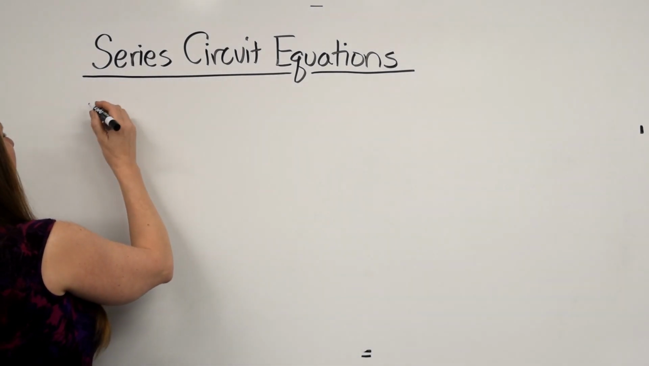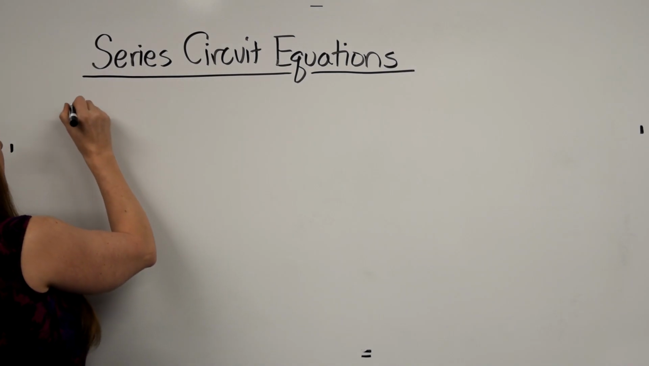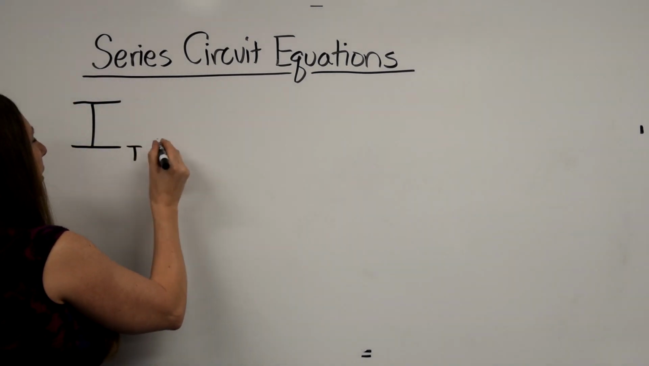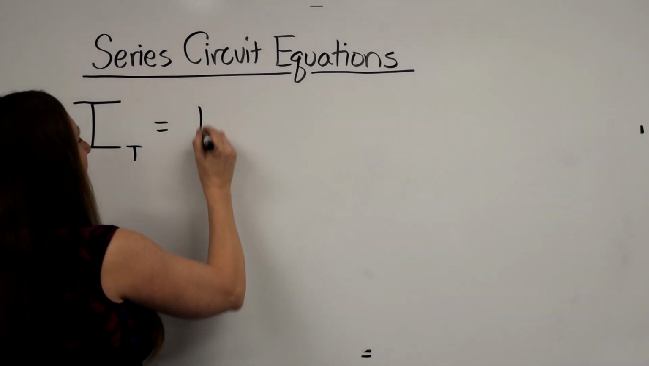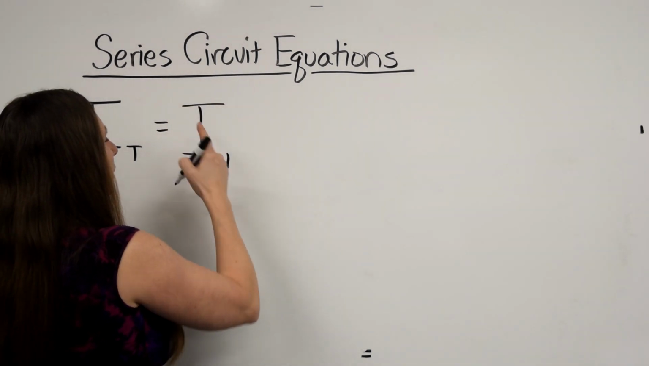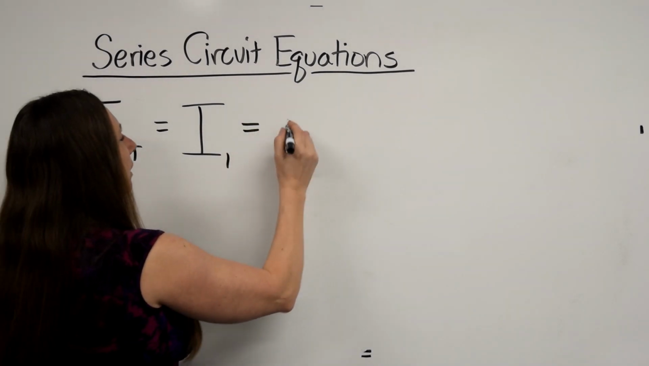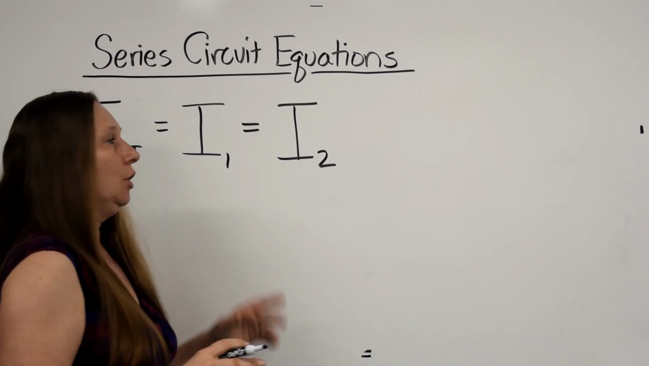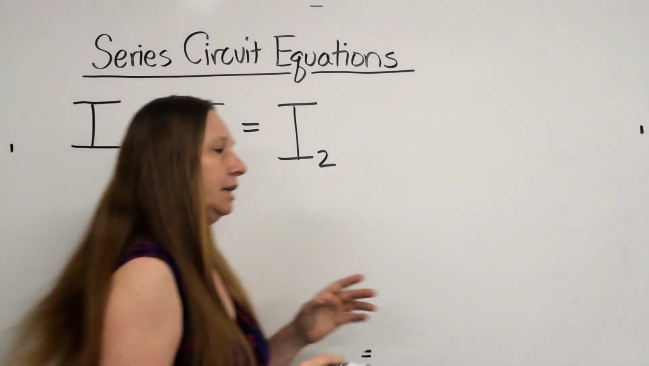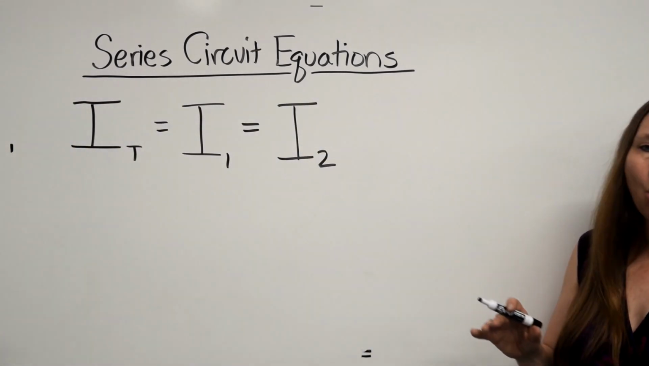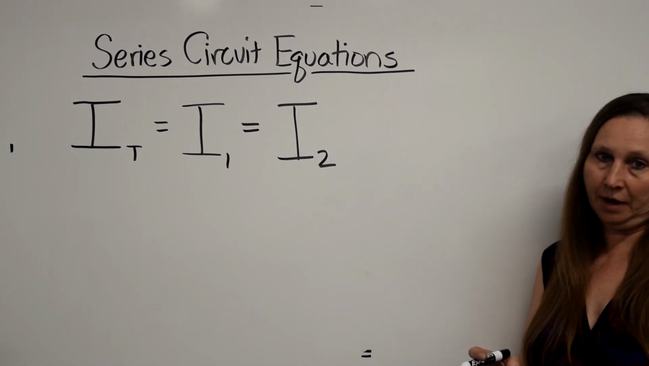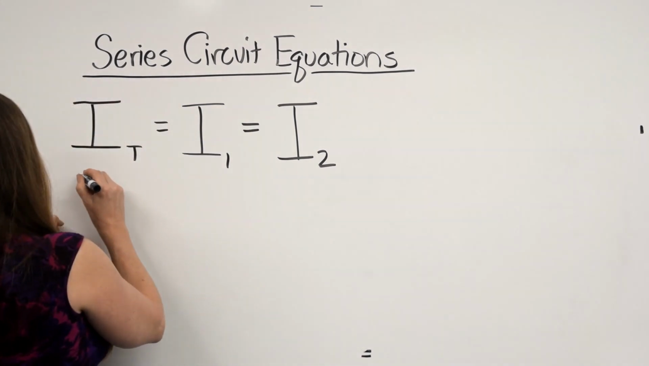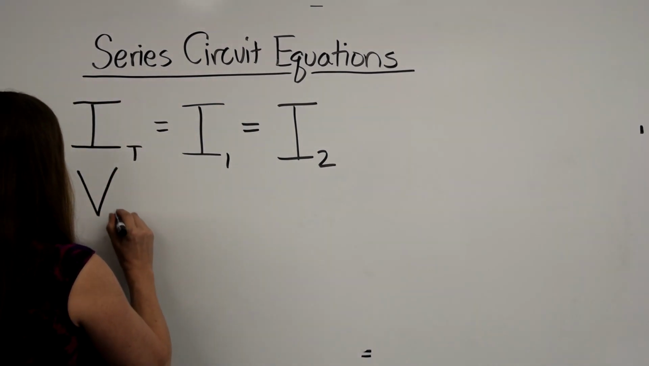All right, so what you have, now I'm going to add capital T's for total. The total current in a series circuit is going to be equal to the current through the first resistor equal to the current through the second resistor. In other words, what this equation is telling us is that in a series circuit, all the currents are the same.